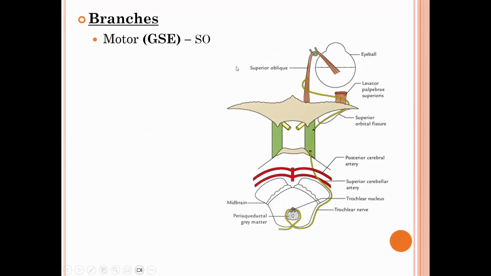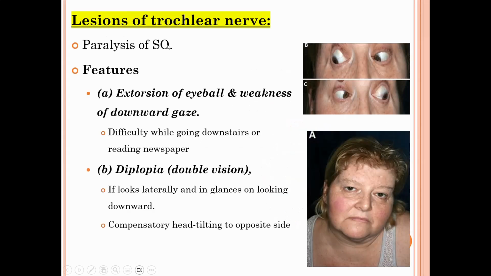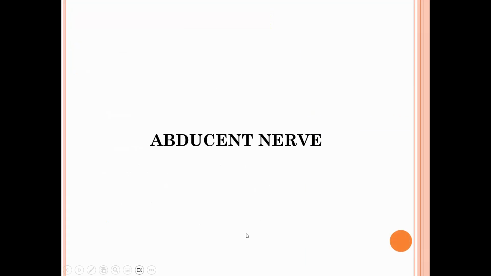Branches and distribution: it supplies only one muscle, that is superior oblique, and it has fibers from the general somatic efferent column. Applied anatomy: paralysis of the superior oblique can result in extorsion of the eyeball and weakness of downward gaze. So there will be difficulty while going downstairs or reading a newspaper, and also there will be diplopia on looking laterally and downward. To compensate for that, there will be head tilting to the opposite side.